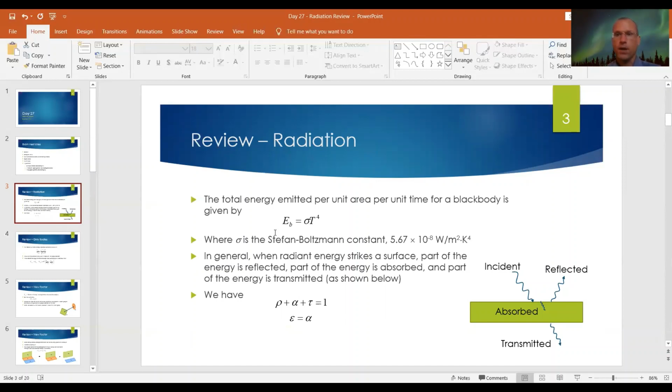Now normally, if I don't have a black body, not everything is being absorbed. I have a combination of reflection, transmission, and absorption. All those 3 things, reflection, absorption, and transmission, have to add up to 1, so the total energy fraction has to go into one of those 3 places. And my absorption is always the same as my emission, so epsilon equals alpha for every material.